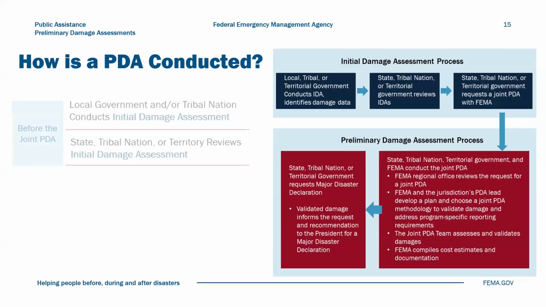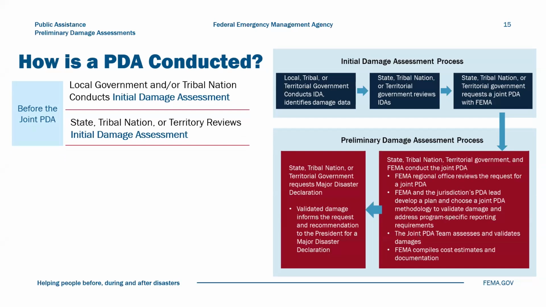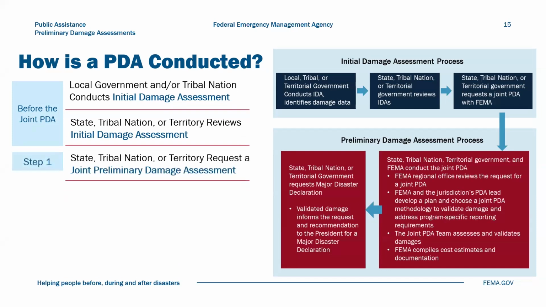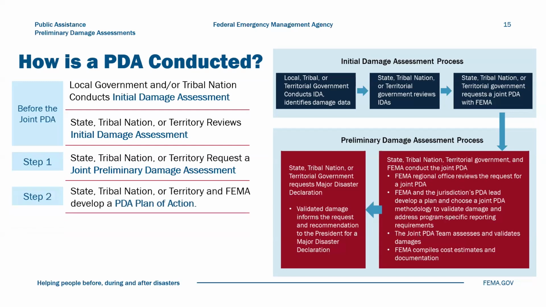Prior to a joint PDA, local, tribal nation, or territorial governments conduct the initial damage assessment and identify damage. Their jurisdictional leadership review the initial damage assessment and decide whether to request a joint PDA with FEMA. If they decide to request the joint PDA, the governor or tribal nation chief executive will submit a request to the FEMA regional office using the PDA request template. The state, tribal nation, or territory and FEMA will conduct the joint PDA if the request is granted.